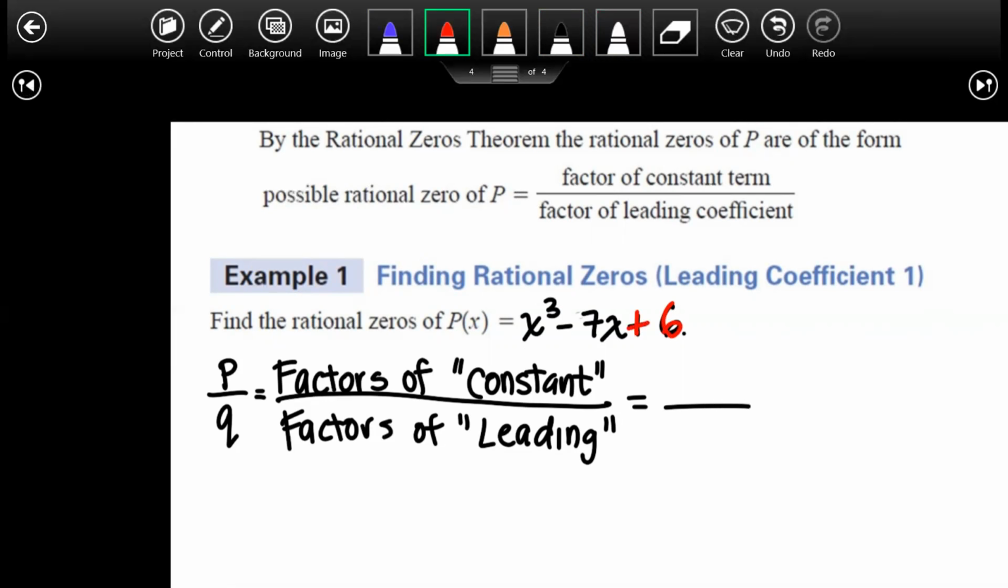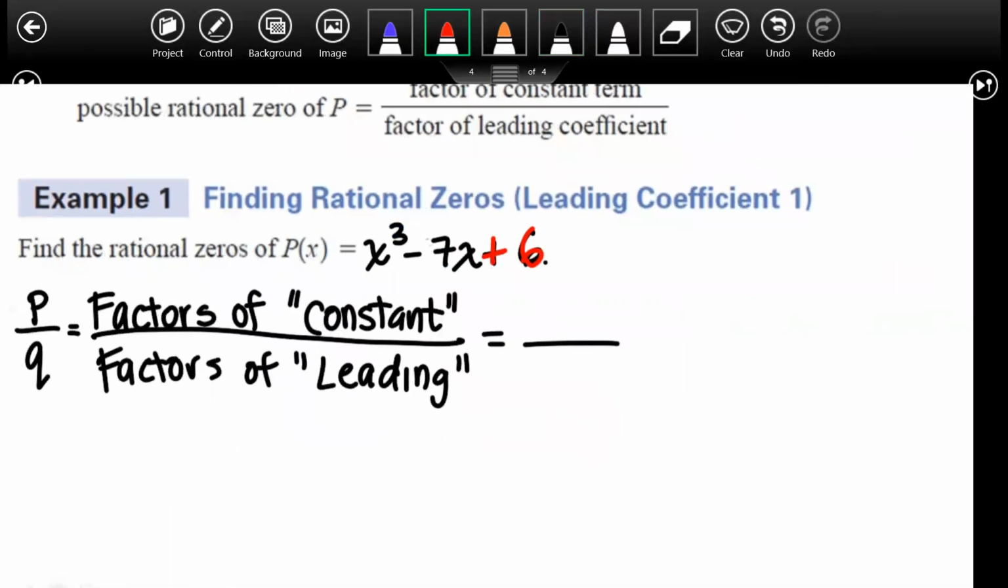So what are the possible factors for this? What's possible factors of 6? 1, 2, and 3. We can show combinations of these. 1 times 6 will give us 6. Negative 1 times negative 6 will give us 6. 2 times 3 would give us 6, right? There's different ways we can look at these factors, and depending on how we want to do those is going to be important. What is our leading factor?